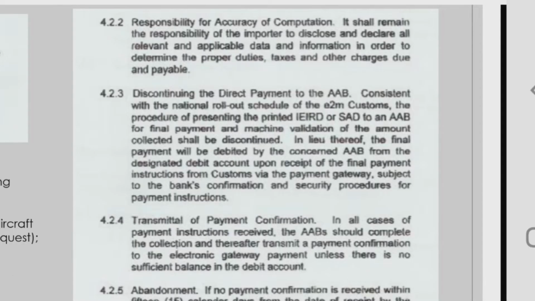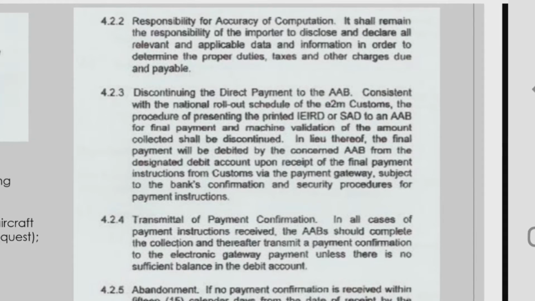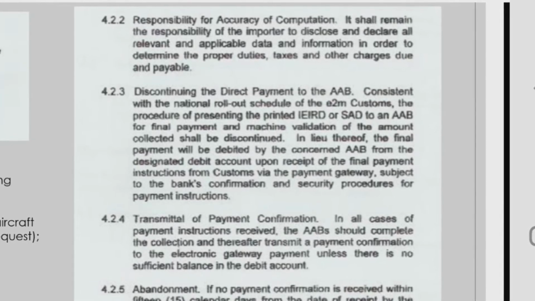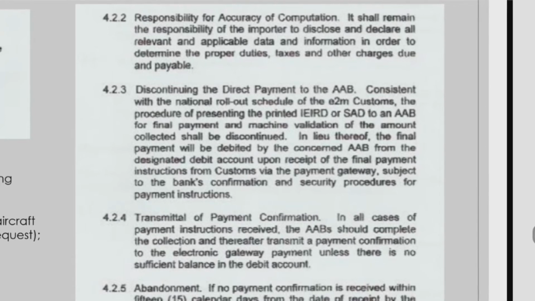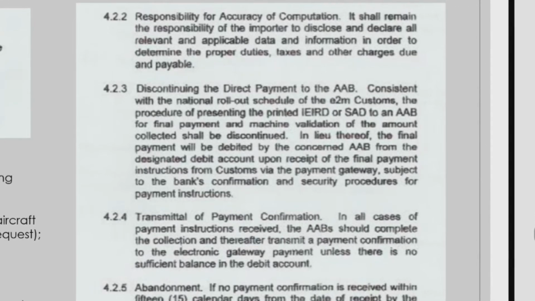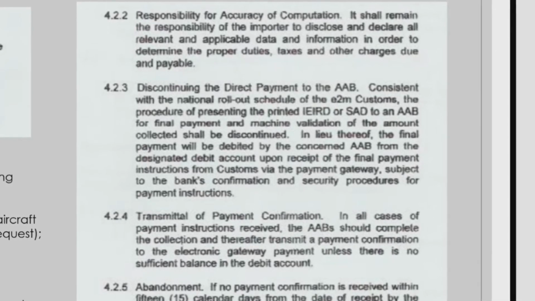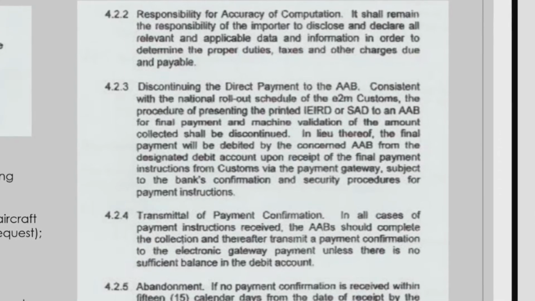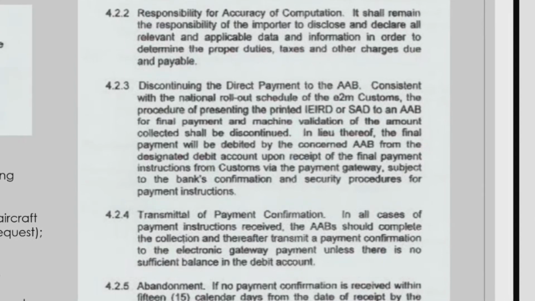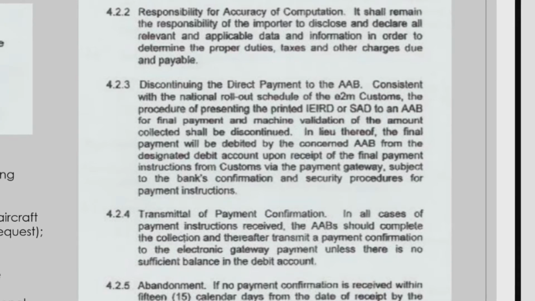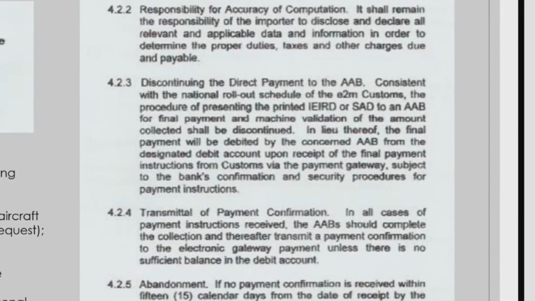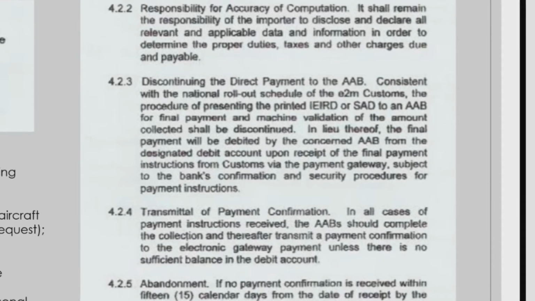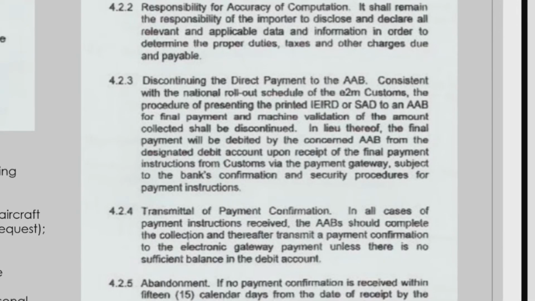4.2 Responsibility of the importer to disclose and declare all the relevant and applicable data and information in order to determine the proper duties, taxes, and other charges due and payable. So it is still the importer that has the responsibility to declare the correct data and information about his or her shipment. This is for the proper collection of duties, taxes, and other charges.